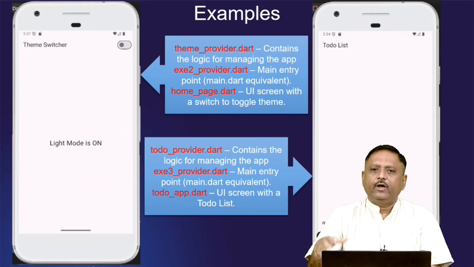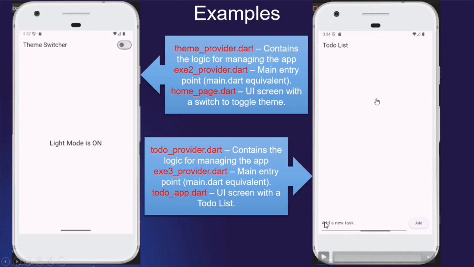Let us take one more example using provider. This is a second example which maintains a to-do list. Here you can see we have one screen. Inside that we can create a list. At the bottom you can see there is a text field. Inside that you can add a new task, and whenever you click on this add button, it will add that task into the list, and once it is added you can delete that task also.